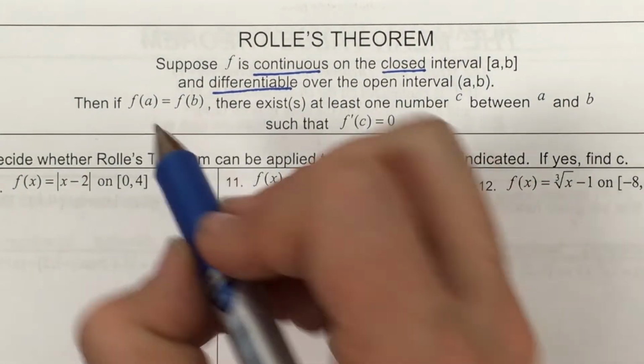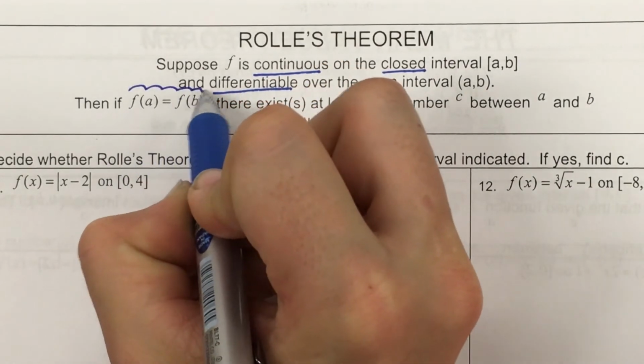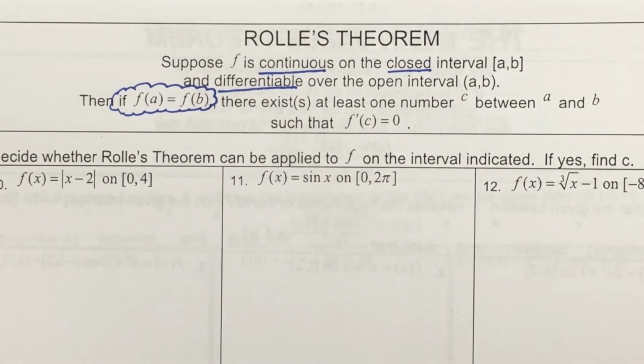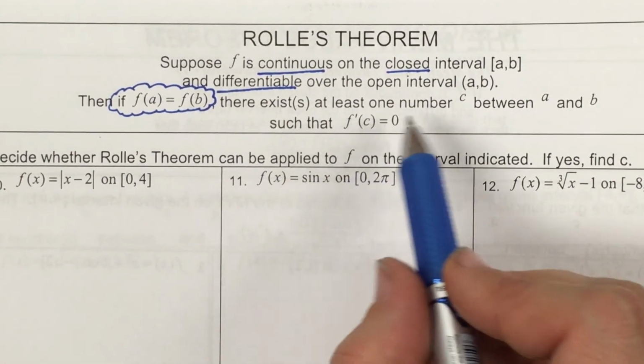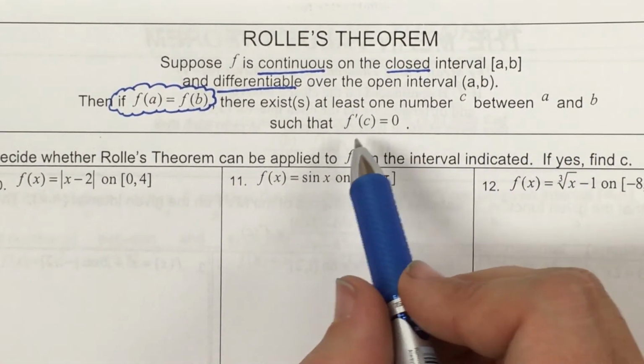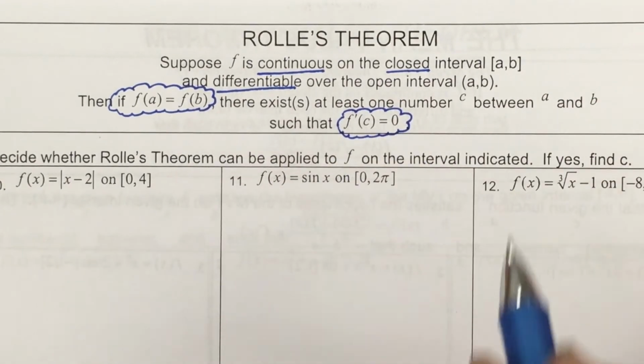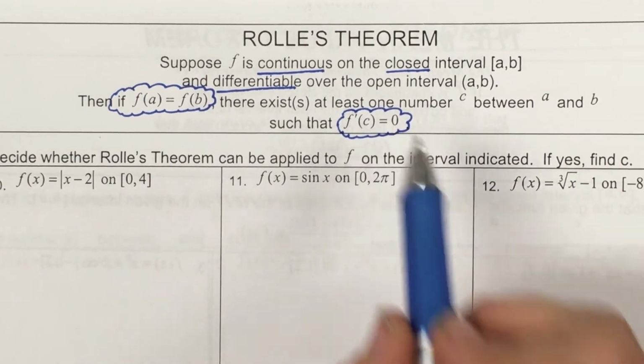But Rolle's theorem, unlike the mean value theorem, has this little bit of information where it says, if f of a equals f of b, then there exists at least one number c between a and b such that f prime of c equals 0. So Rolle's theorem, like a Rolle, is all about the number 0.